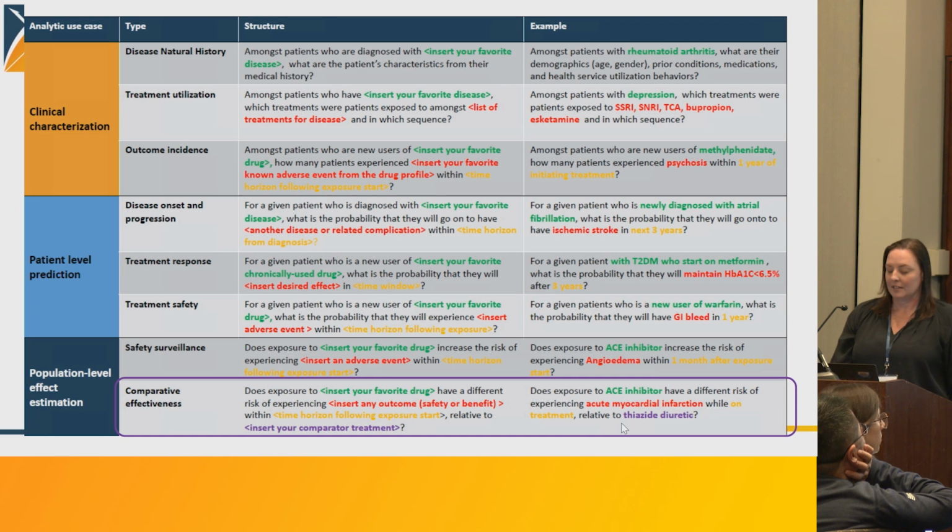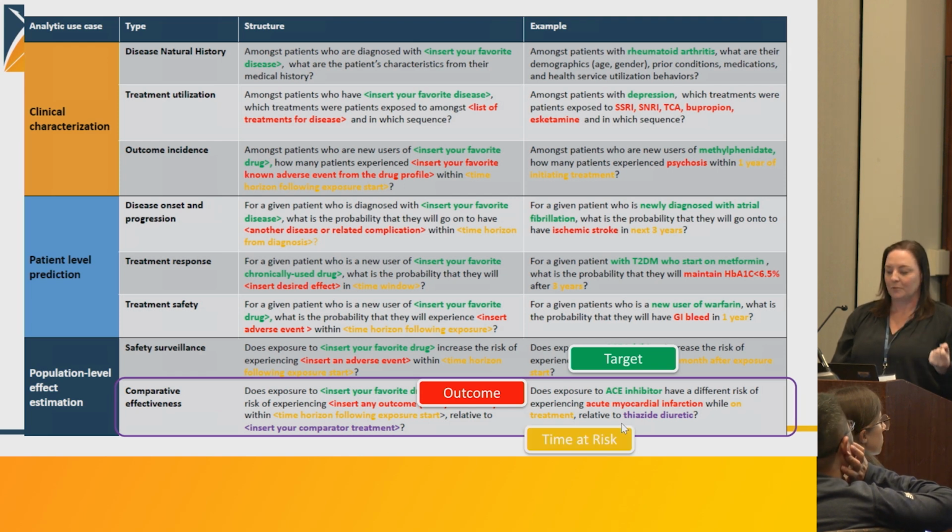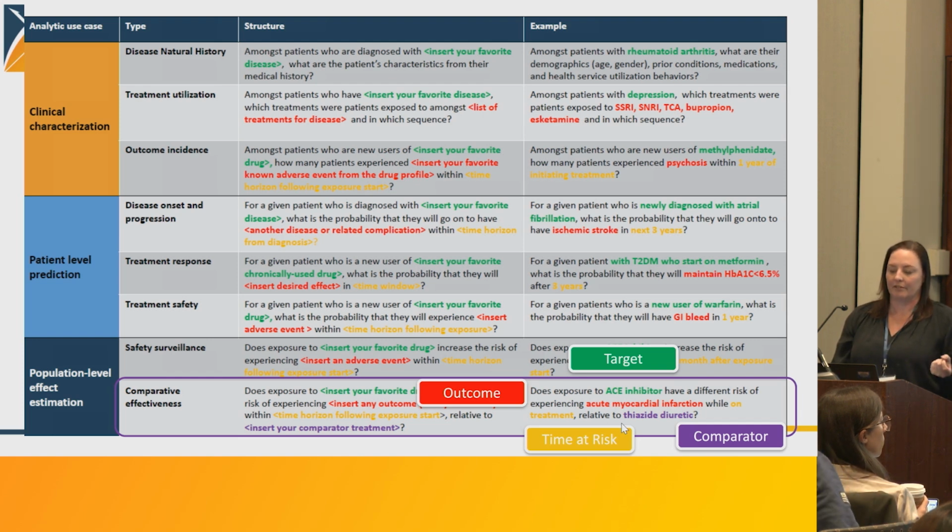Population-level effect estimation: does exposure to ACE inhibitors, for example, a medicine for hypertension, carry a different risk of experiencing acute myocardial infarction, or heart attack, while on treatment? So time at risk is on treatment, relative to some other treatment for hypertension, in this case the thiazide diuretic. Now we're starting to incorporate the comparative effectiveness type, or comparative safety in this example.